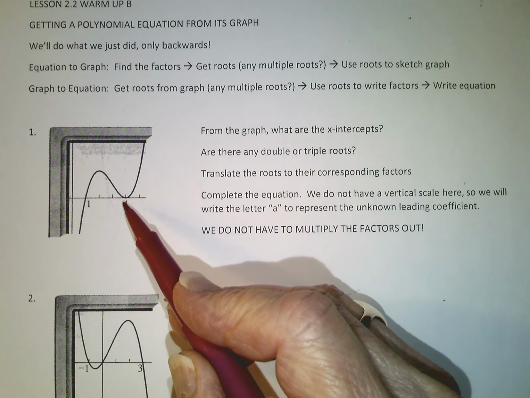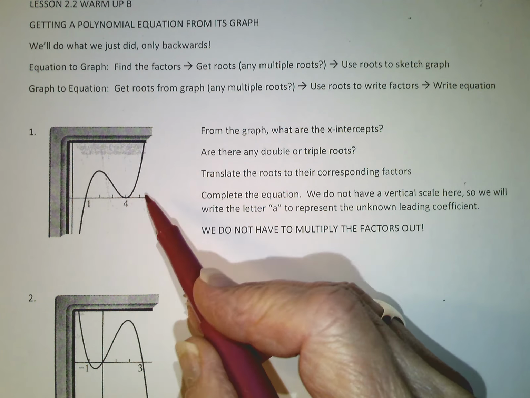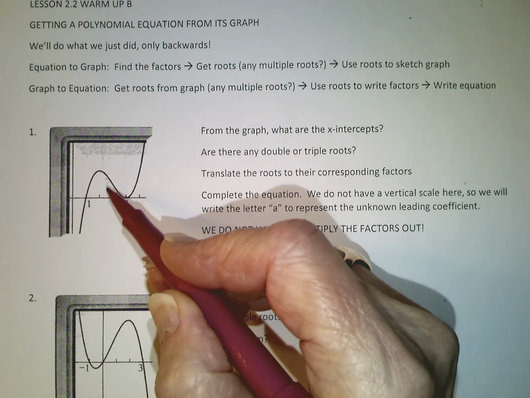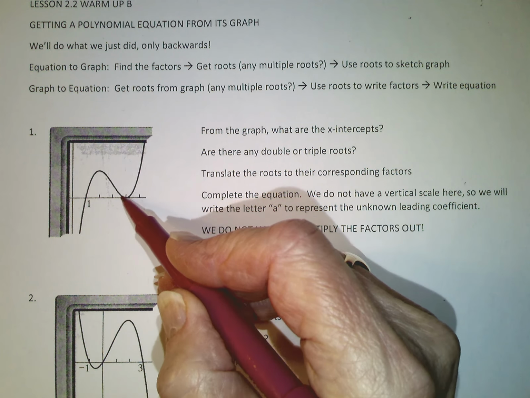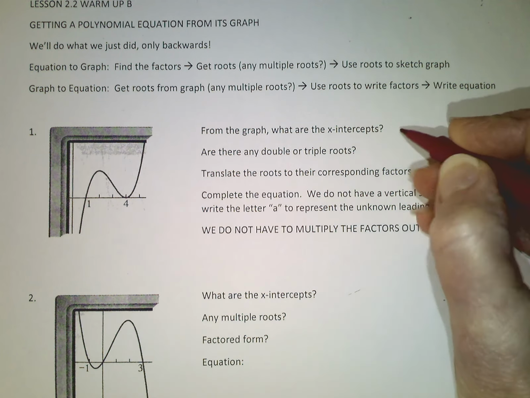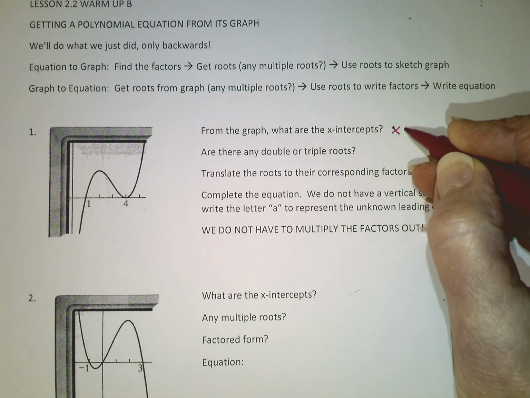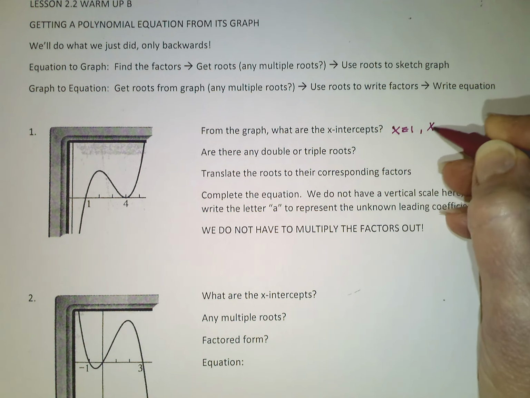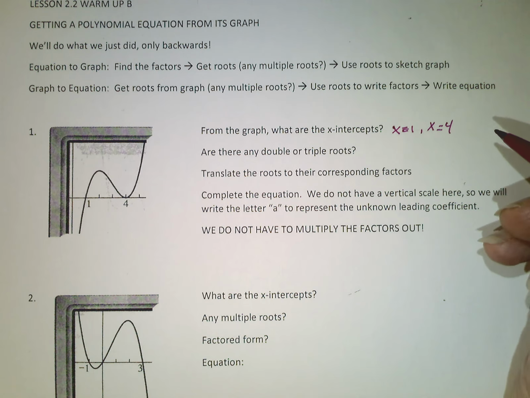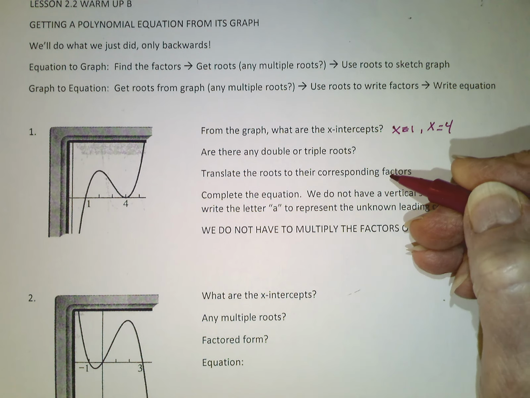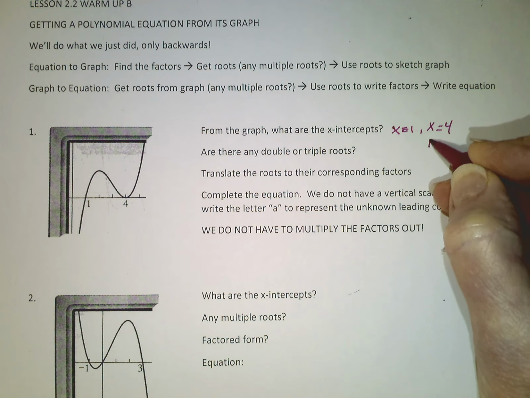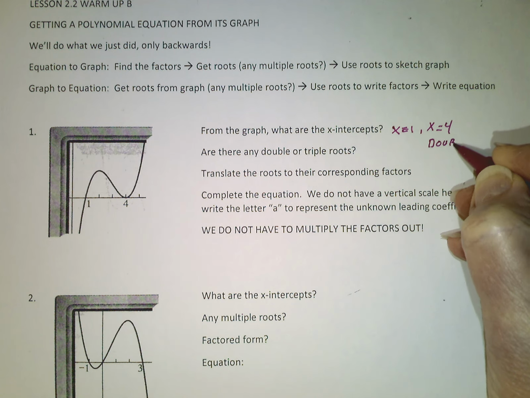So, from this graph, what are the roots, which are also known as the x-intercepts? Well, the graph crosses the x-axis at 1, and it bounces at x equals 4. So we have x equals 1 is a root, x equals 4 is a root. Double or triple roots? Well, because it bounced here at 4, that means at x equals 4, that's a double root.